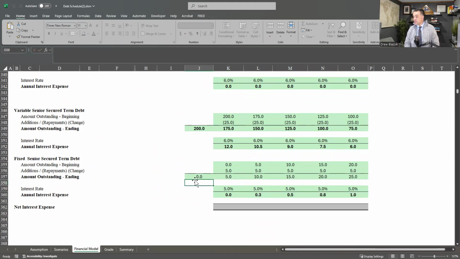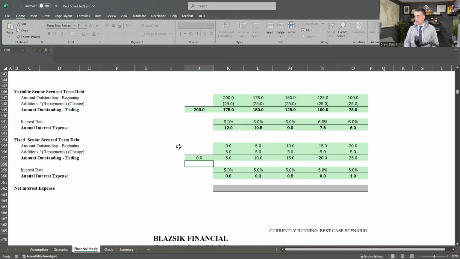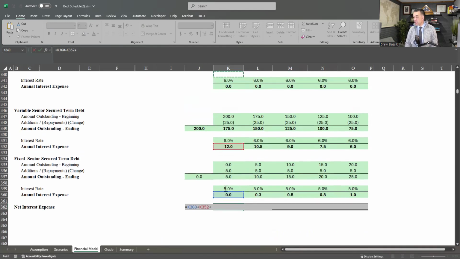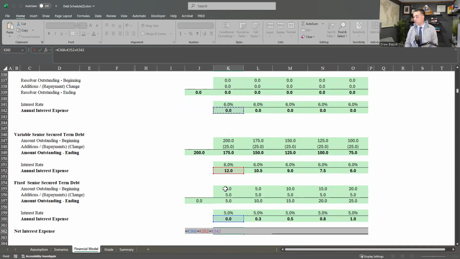All right. So I just want to show that when we have debt, it's a cost of interest, but we're going to display it as a positive number. We're not going to show it as a negative. We're going to display it as a positive. So what I'm going to do is add up our net interest expense, which is going to be the interest we're paying on fixed debt plus the interest we're paying on variable debt plus the interest we're paying on our revolver.